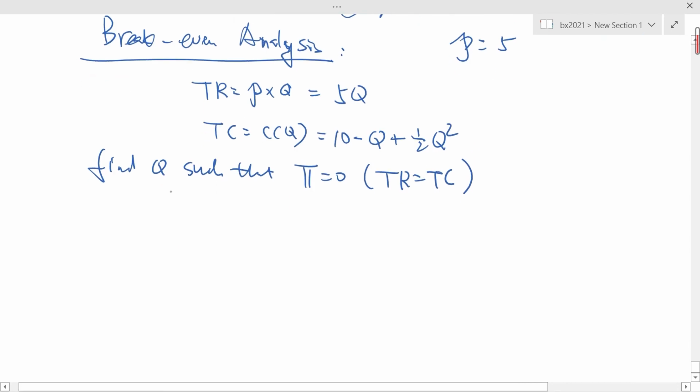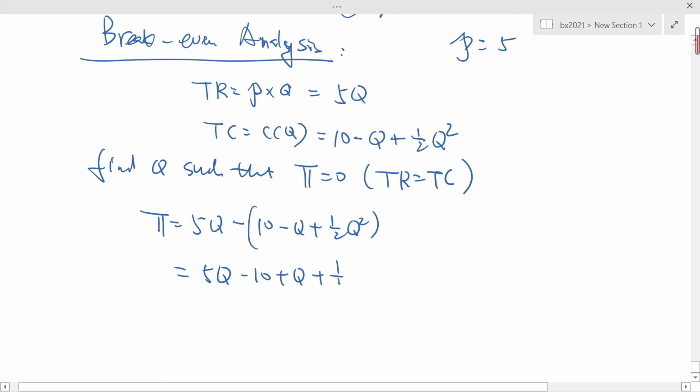Okay, so let's again have profit equal to 5q minus (10 minus q plus 1/2 q squared). That's 5q minus 10 plus q minus 1/2 q squared. So it's negative 1/2 q squared plus 6q minus 10.